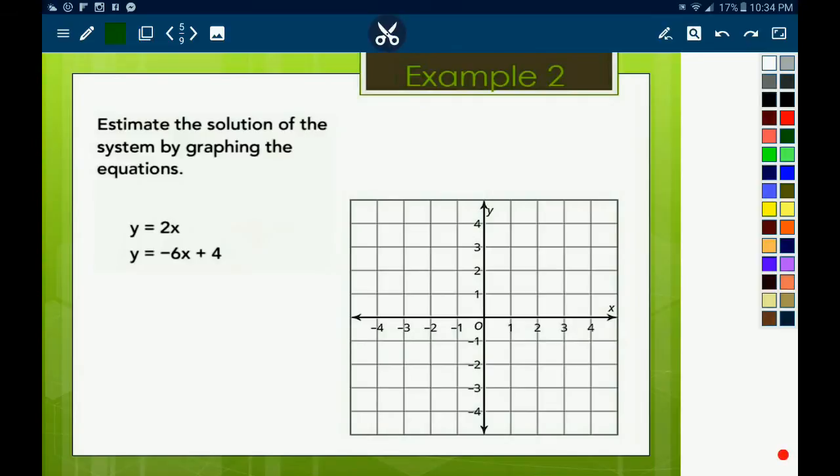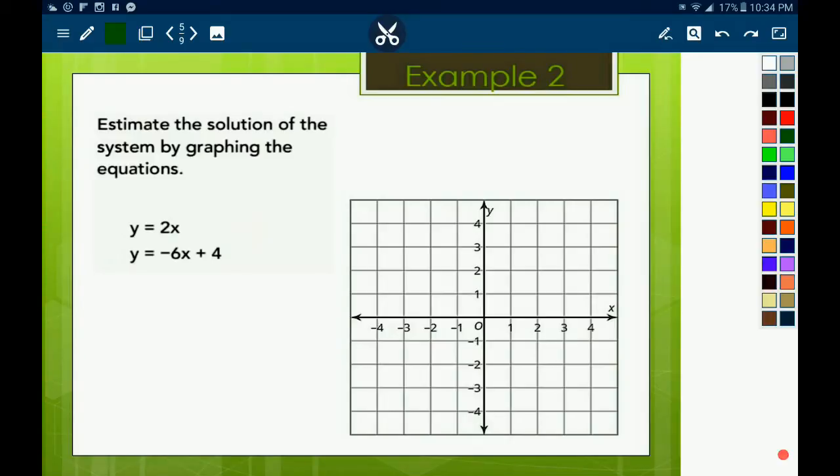All right, so here is what we've been waiting for. This is the actual example where we graph the system, we find the point of intersection, we verify it, and then we have the solution. So we're going to estimate the solution of the system by graphing the equations.